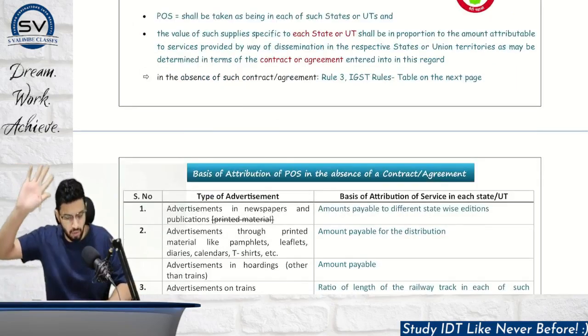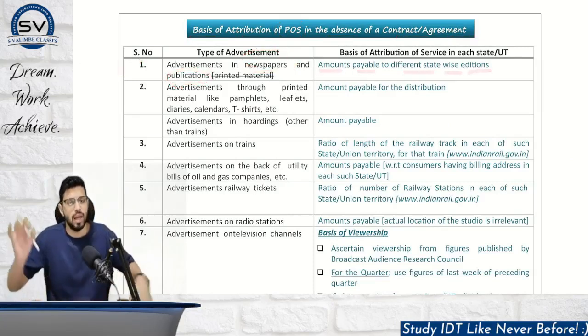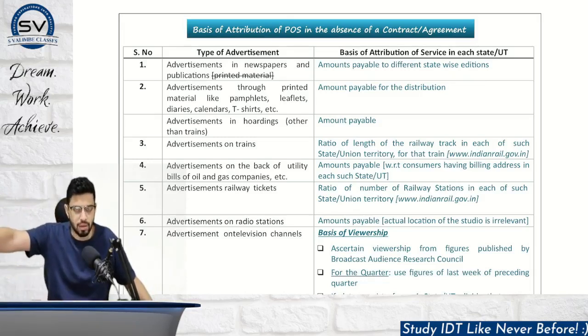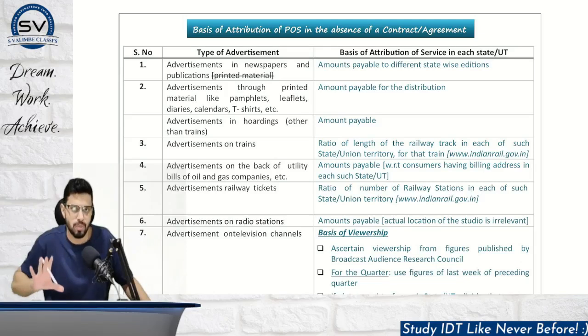Rule 4, 5, 6 we have already done. Rule 3 we are starting now. Basis of attribution of place of supply in absence of a contract or arrangement. If advertisement is happening in newspapers and publications, you just have to focus on amounts payable to different state-wise editions. So here the bifurcation is clear in the amounts itself. For the Delhi state edition, we are paying 2 lakh. So with respect to 2 lakh, place of supply will be Delhi.